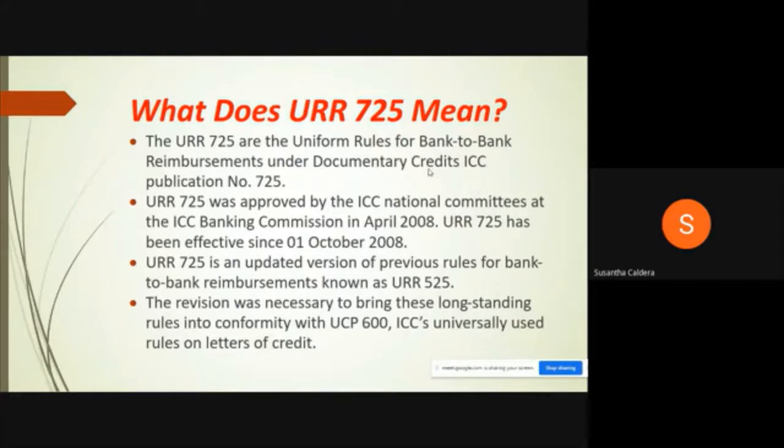The URR 725 are the uniform rules for bank-to-bank reimbursement under documentary credits, ICC publication number 725. Before that, it was URR 525. The current version is URR 725. URR 725 was approved by the ICC Banking Commission in April 2008, after the implementation of UCP 600. UCP 600 came into effect in 2007, and this one came into effect in 2008. So URR 725 is compatible with UCP 600.